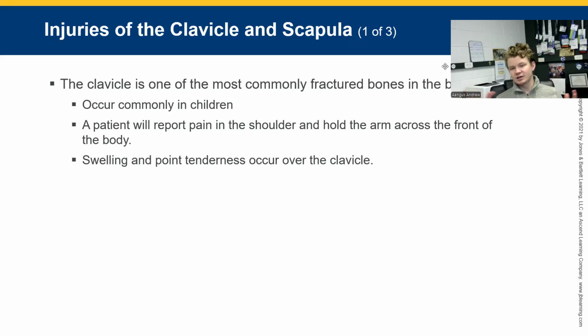But luckily, treating these is relatively simple. We're going to sling and swathe it similar to if it was a shoulder injury, because a lot of the comfort in stabilizing is going to come from stabilizing the shoulder. We want to stabilize, like we've always said, one joint above and below. And if we consider the clavicle, then the clavicle has one joint above and below.